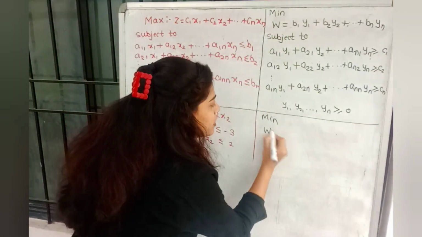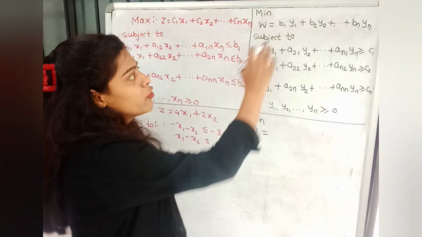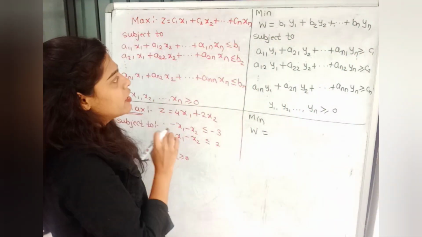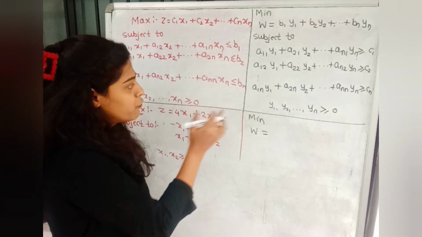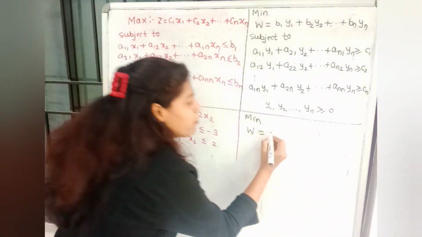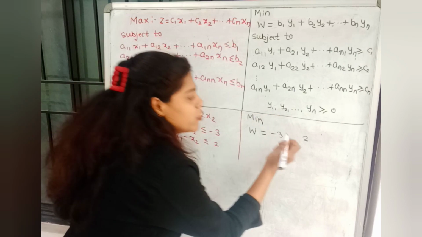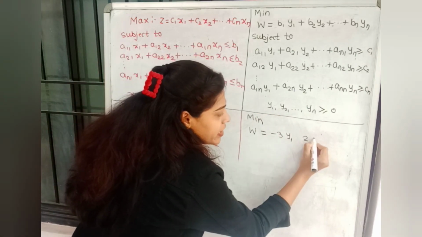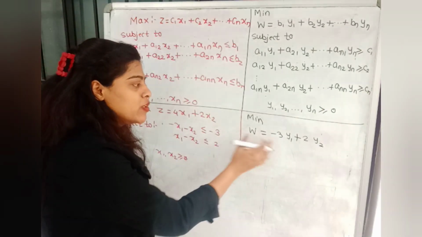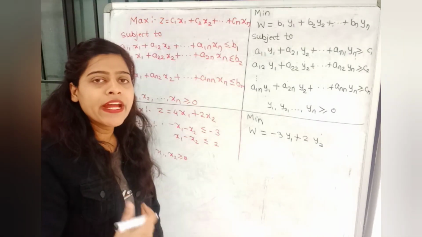So w equals, observe this chart, to find its objective function we have the coefficients b1, b2, and so on up to bn. Now check the primal LPP. Here we have b1, b2, and so on. In this question we have b1 as -3 and b2 as 2. So -3 and 2. We have the non-negative variables y1 and y2, so place y1 and y2, and we have obtained the objective function w = -3y1 + 2y2.